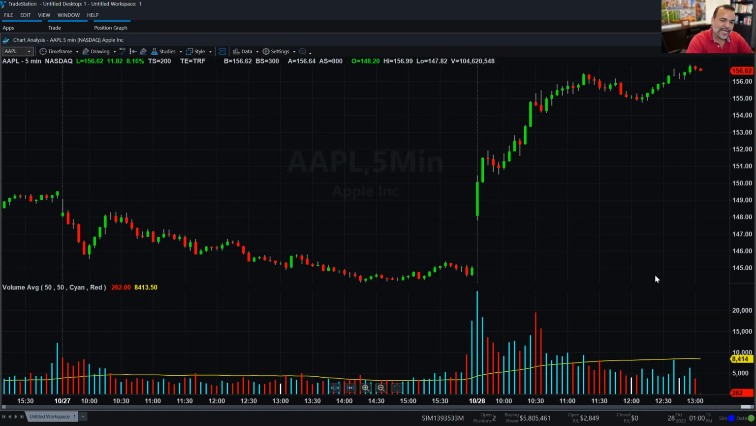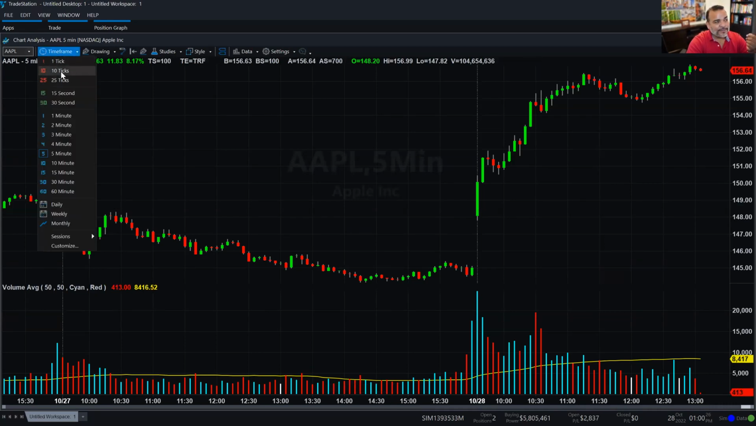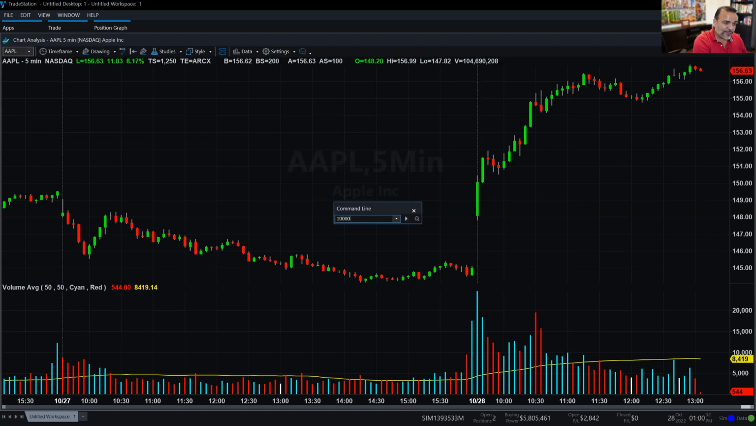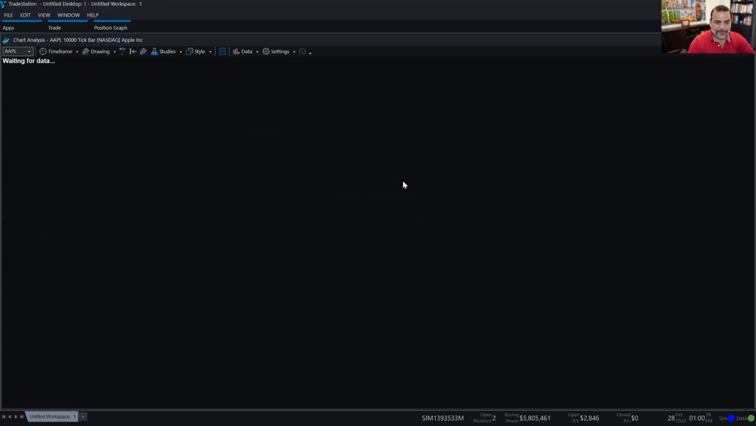It doesn't have to be exact. In fact, I can round it up significantly if I want to have these round numbers, like a 10,000 tick. Since I don't have that selection here on the drop down, I can type it in. So 10,000, and I'm going to use the word tick. If you type that into the command line and hit enter, it's going to split up your data into 10,000 ticks per bar.